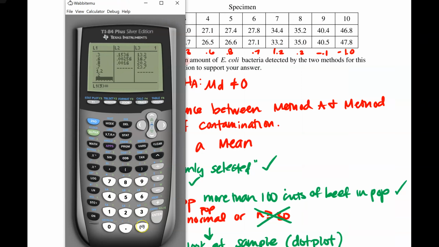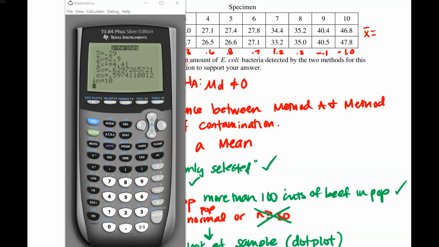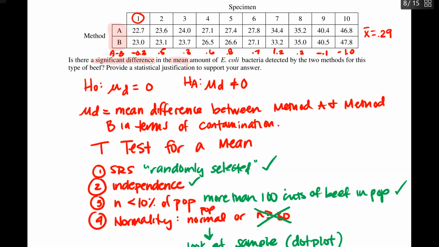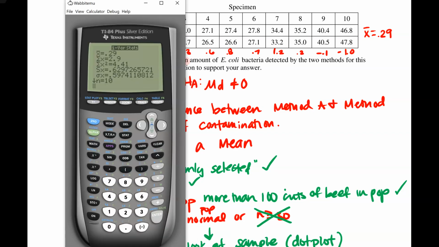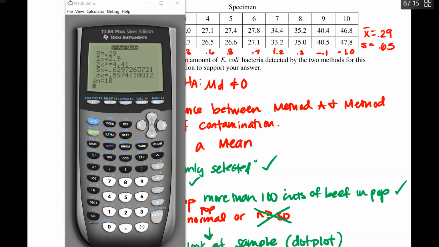0.2, -0.1, and -1. So we got all 10 of them in. We don't necessarily need to do the 1-variable stats, but I like to do it just for my own edification to make sure it makes sense, what I got out. My x-bar here looks like 0.29. So as we see, most of them were positive. It makes sense that method 1 is showing more contamination. And s is 0.63-ish. I don't need to actually write them down because when I go into the t-test, my calculator will autofill them. It is super smart.